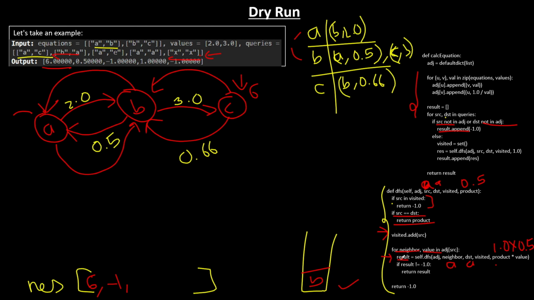So result here stores the value 0.5 with it, and it is not equal to -1. So we return the result which is 0.5. So here we get 0.5 as the resultant. Okay, and we append it to our list. So for this query, if you could see, we have 0.5 as the output, right? So you could do for the others, A, comma E and A, comma A. It's simple as that. A, comma A, there would be no iterations, and A, comma E, it does not exist.